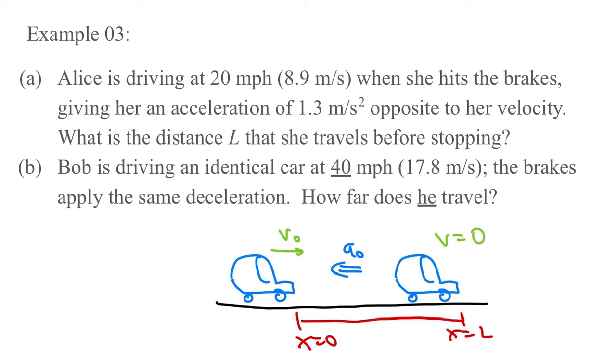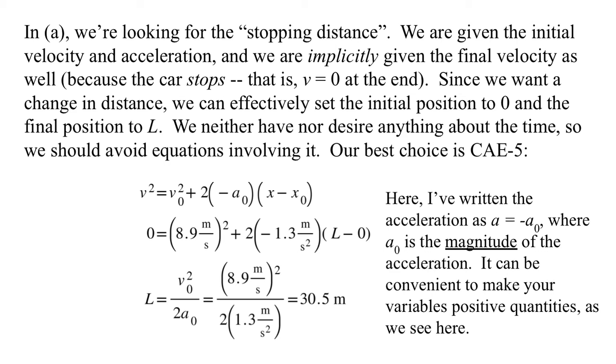And we have an example for case A. We have a sketch here where we have the car. It travels some distance L and stops. And so we have some initial velocity, and it ends with no velocity because the acceleration points the other way. And we say that x equals 0 is when we apply the brakes, x equals L is when we come to rest. In part A, we're looking for what's called the stopping distance. That is literally the distance over which it takes the car to stop. We're given the initial velocity and acceleration, and we're implicitly given the final velocity because the car stops, right? It has v equals 0 at the end.